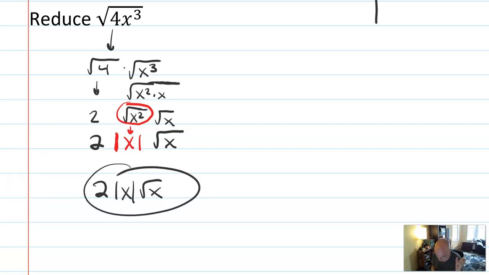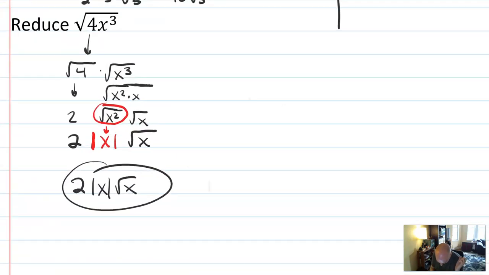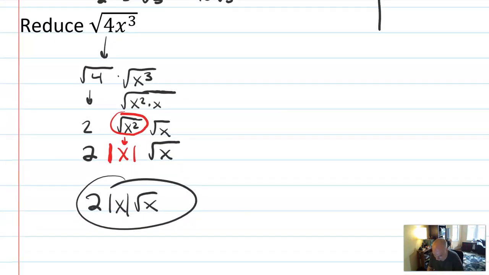And that's something to really watch out for whenever you're doing a square root of an x squared. You're always going to have that as the value.